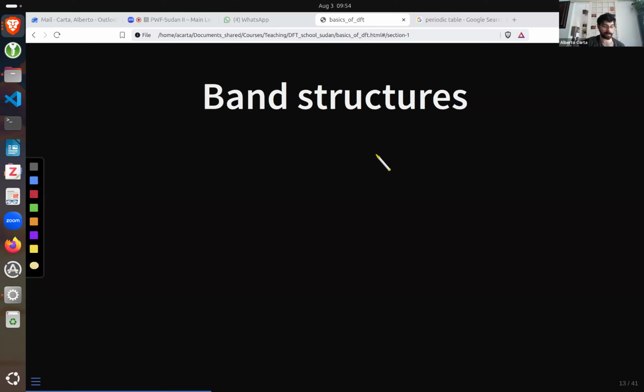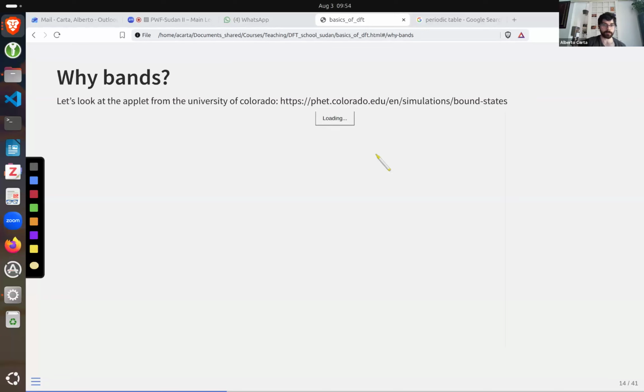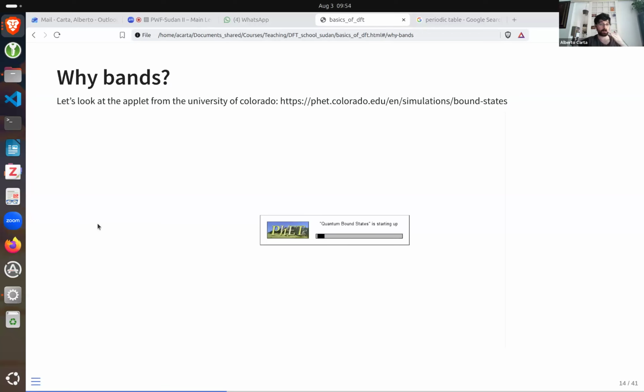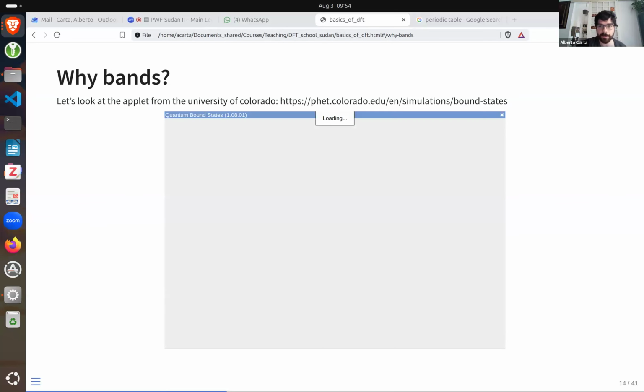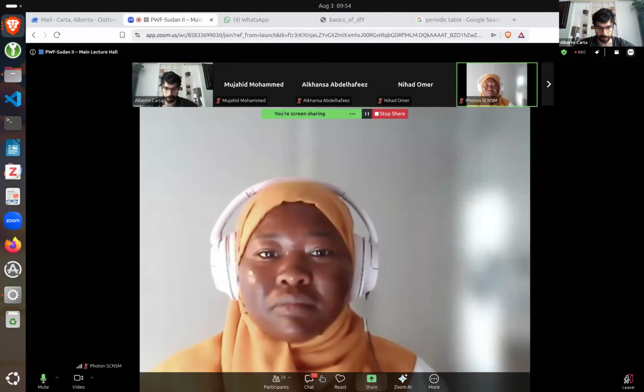Okay, I would say let's go forward and talk about band structures. The first thing that I want to discuss about band structure, maybe I can copy this in the chat so that people can play around with this a little bit. You will have access to the slides as soon as the lecture finishes. So let me just copy this in chat.